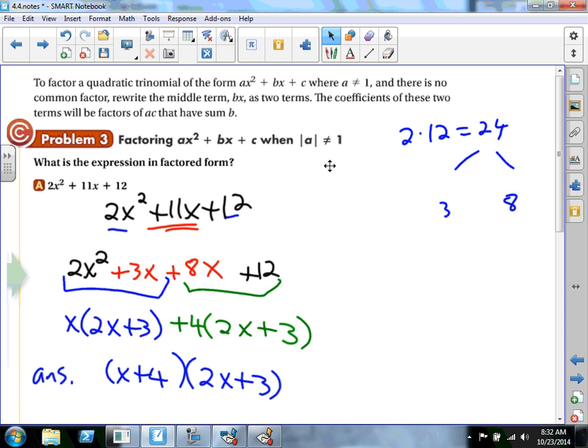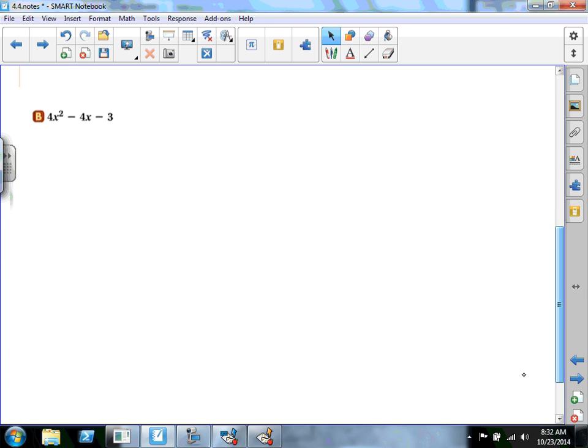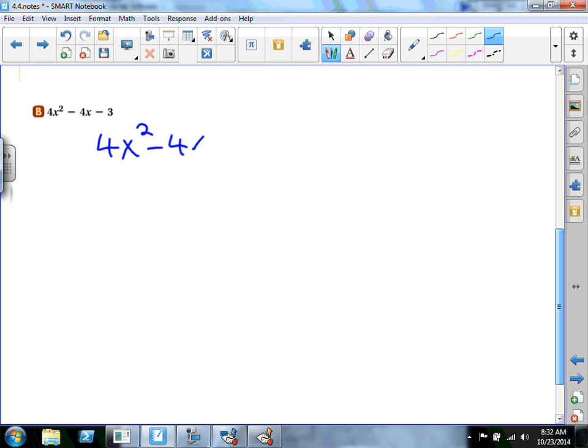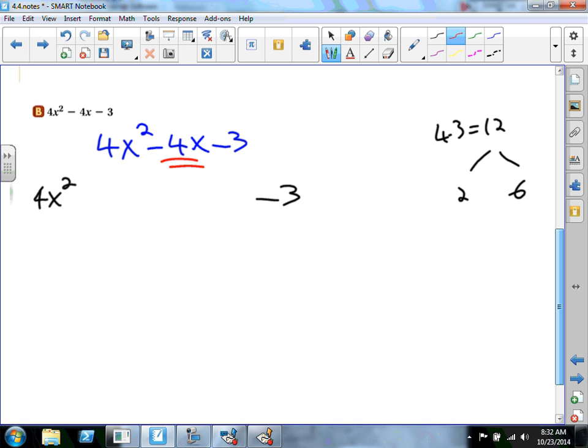So I'll show one more of those. Like I said in the YouTube video, you might want to watch this back. So here we've got 4x squared minus 4x minus 3. So I'm going to take 4 times 3, which is 12. And I'm going to go with a 2 and a 6, so I'm going to write this as 4x squared, and I'm rewriting this minus 4x as plus 2x minus 6x, minus 3.